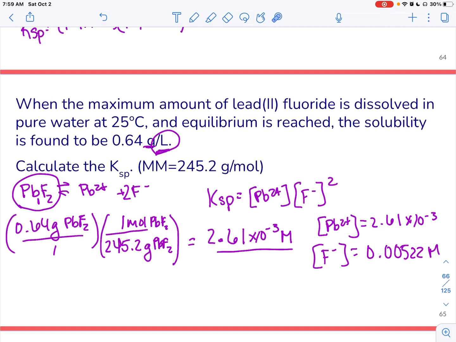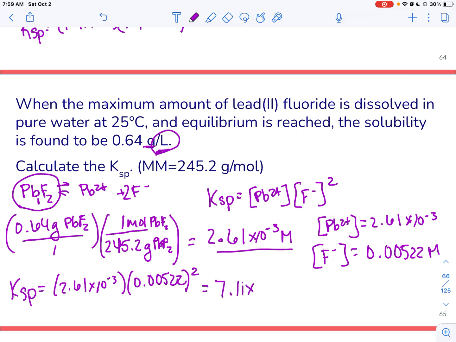Now I can go ahead and plug these concentrations right into my Ksp expression. And don't forget about that squared. We use the 2 kind of twice here, okay? We use the 2 to multiply by the concentration, and then we also square it. One does not take care of the other. So here is our Ksp.